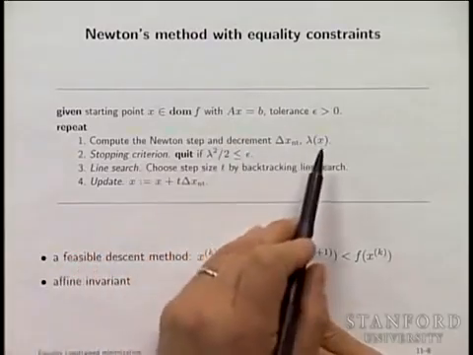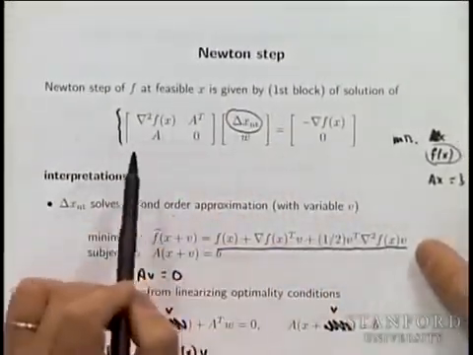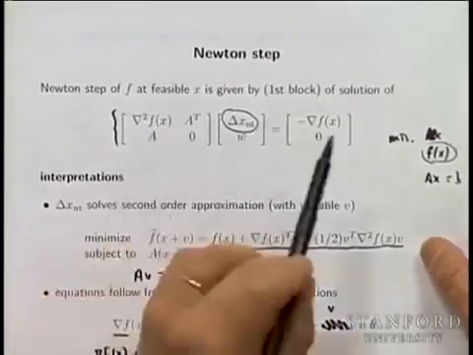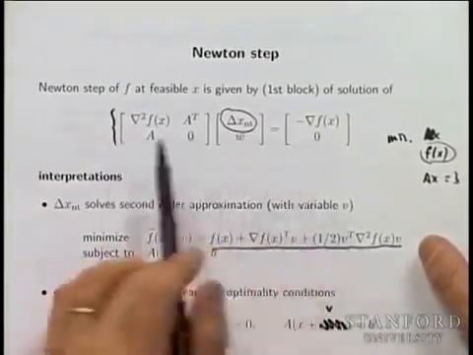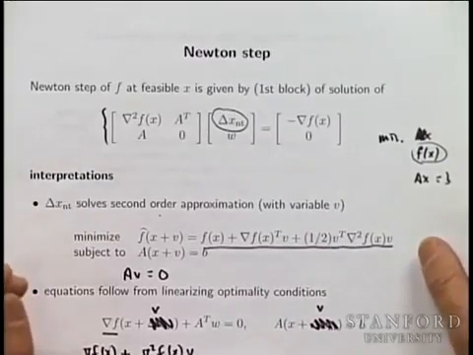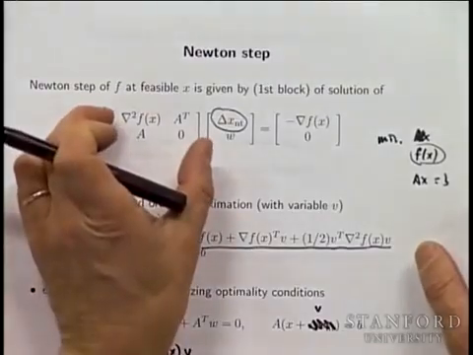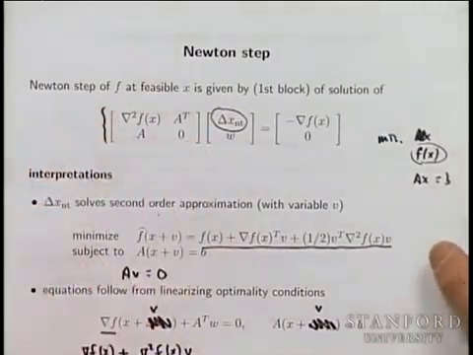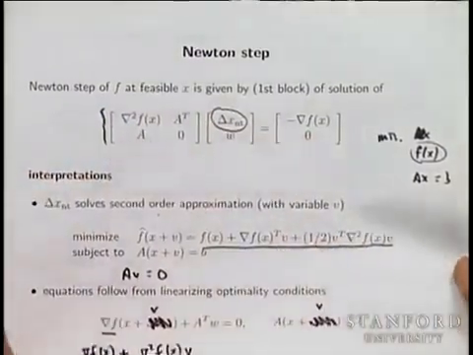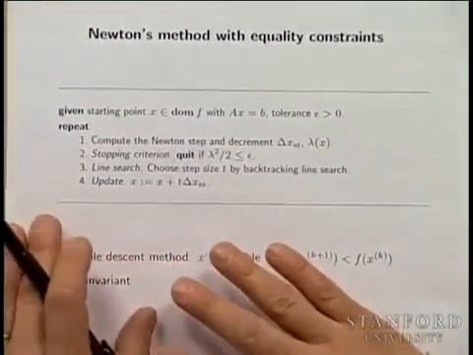And you compute this Newton step. That's by solving this set of equations. This set of equations has got lots of names. I guess this is called a linearized KKT system. That's called a KKT matrix because that's where it comes up. A lot of people would just call this the Newton system. So you compute the Newton step.